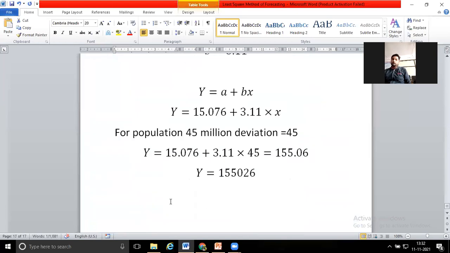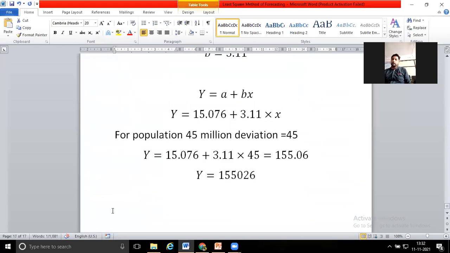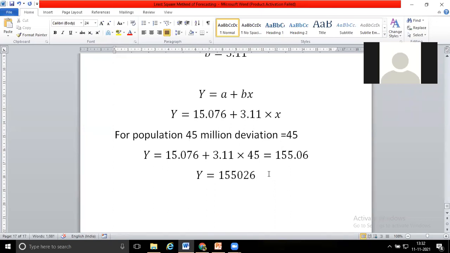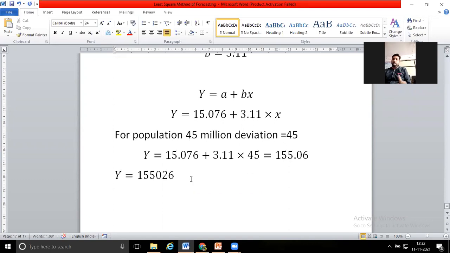So we should have a focus on that part also, that the value is provided in 1000, in 100, or values only having the same valuation. So that thing we have to notice while reading the problem, and then only we will get the correct answer. So the Y will become 1,55,026 number of washing machines.